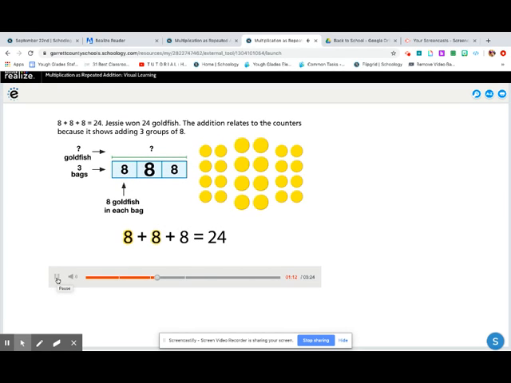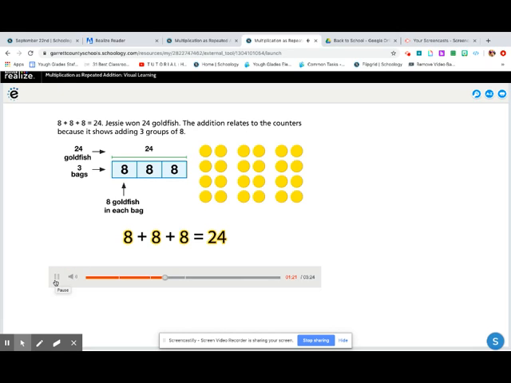Eight plus 8 plus 8 equals 24. Jessie won 24 goldfish. So all he did there was take the numbers from the group. Remember, there's 3 groups of 8, and he made a repeated addition sentence to solve that problem. Next, he's going to show us how we can take that repeated addition problem and turn it into a multiplication problem. Remember, they go hand in hand. So if you know how to add, you know how to multiply too.